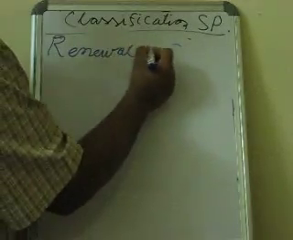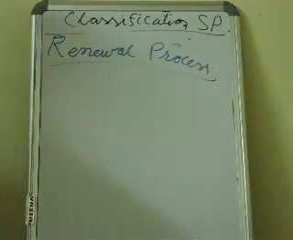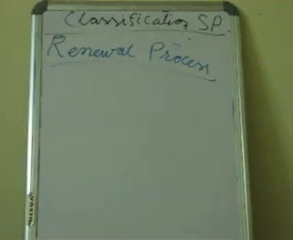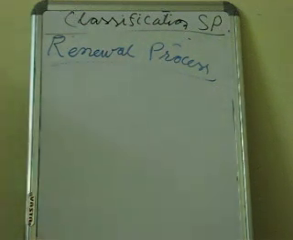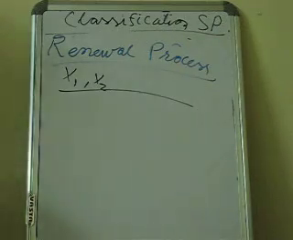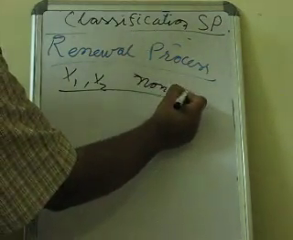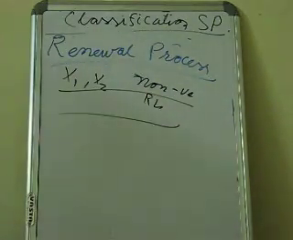Now the other is a renewal process. A renewal process is nothing but a counting process where your inter-arrival times are independent. Or in other terms, we can say that for the discrete time, where your random variables x1, x2 are functions, they all yield identically distributed, non-negative random variables. Then the process becomes a renewal process.